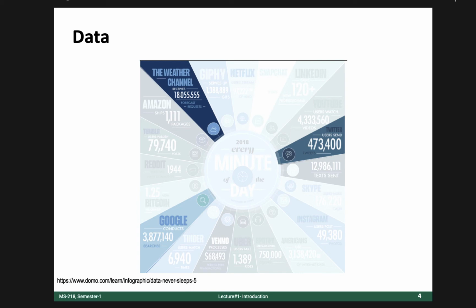So you can imagine if your data storage, data retrieval thing is not efficient, right? You cannot answer these 18 million queries. Same is the case with other things, Google 3 million queries per minute, right? And there are some others, you can go to that link and you can see some other statistics as well.